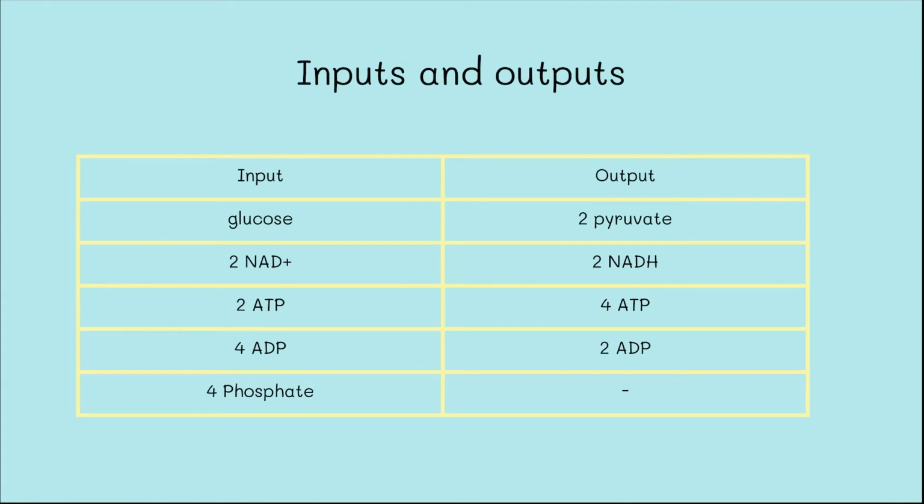Input and output in glycolysis. Inputs are glucose, 2 NAD+, 2 ADP, 4 ADP, and 4 phosphate. Outputs are 2 pyruvate, 2 NADH, 4 ATP, and 2 ADP.